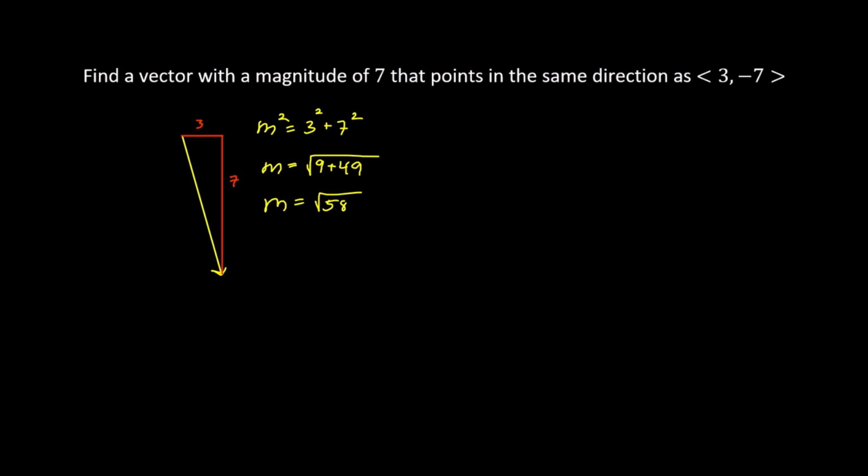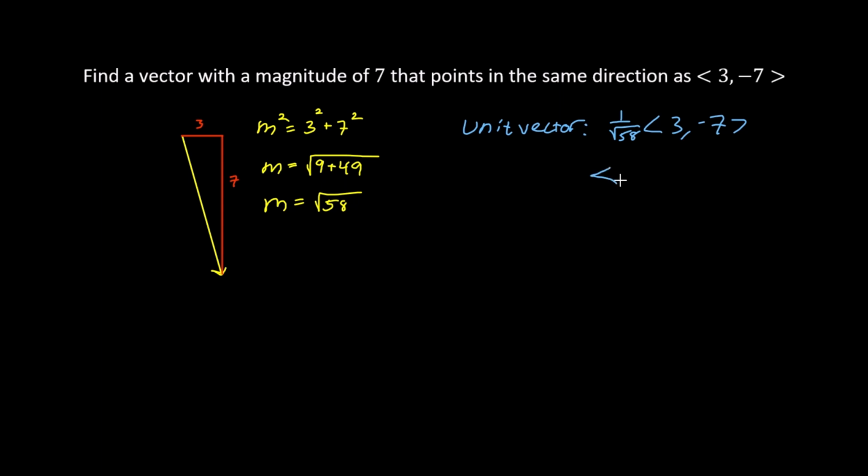Now my goal is to scale it down to a magnitude of 7. I'm not going to do that in one fell swoop. There are ways to do it in just one big equation, but I'm going to make an intermediate step. I'm going to make a unit vector. When I make a unit vector, that means that the magnitude is now 1. So the unit vector for this is 1 over root 58 times the vector 3, negative 7.